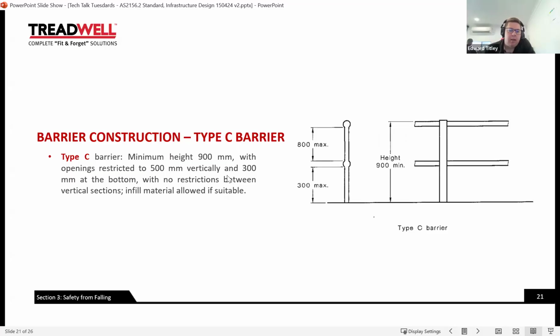And then the type C barrier, minimum height 900 mil, openings restricted to 500 mil vertically and 300 mil at the bottom. As you can see, here's the 300 mil max to the mid rail, 800 mil max to the top rail, minimum height 900 mil, and there's no restrictions between vertical sections, space-wise or spacing-wise, other than obviously structural constraints. And an infill material is allowed if suitable. So noted on that.